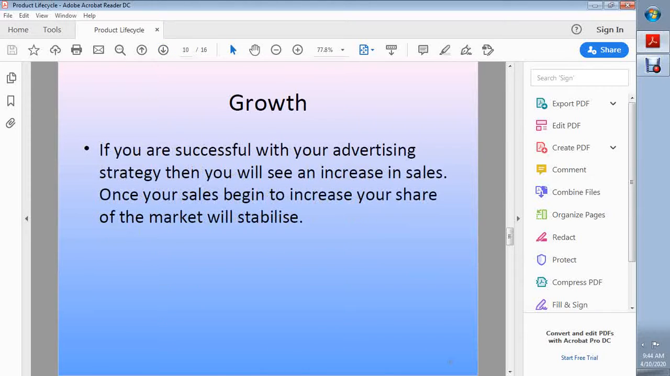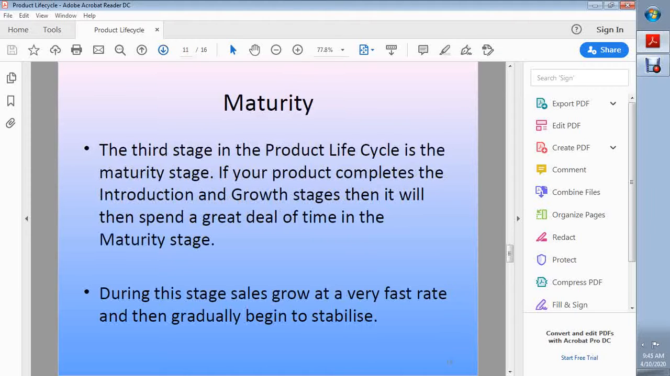If you are successful with your advertising strategy, then you will see an increase in sales. Once your sales begin to increase, your share of the market will stabilize. Then we have the maturity stage. The third stage in the product life cycle is the maturity stage.